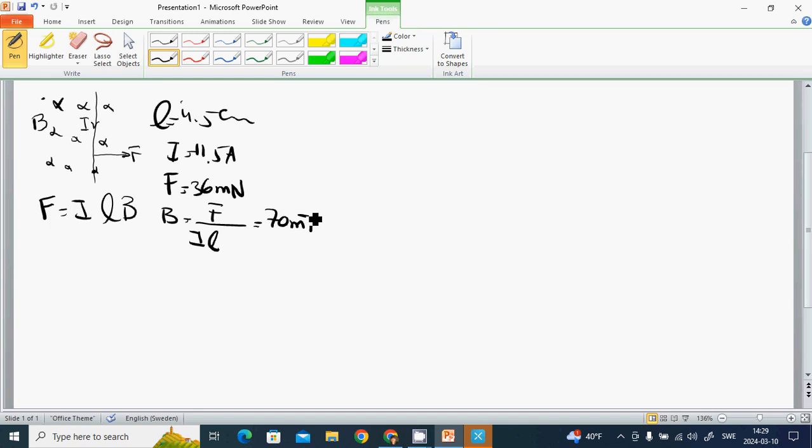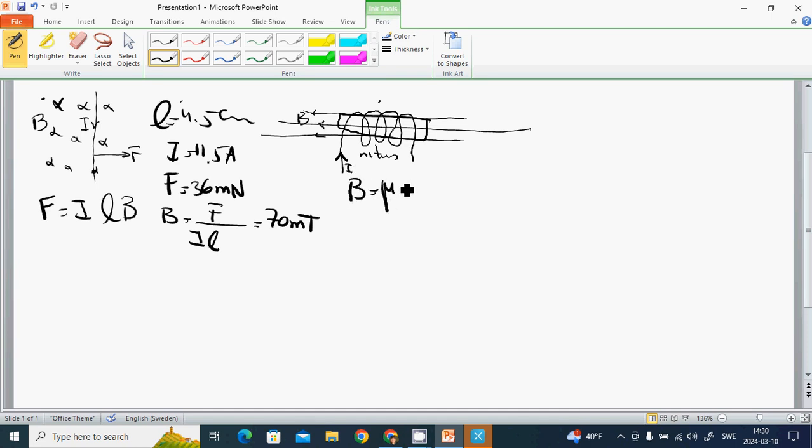And when we have a solenoid inside a field, and the length is L, and it has N turns, and B is here, and it is I here. Then B equals mu N I divided by L, and mu is dependent on the material.